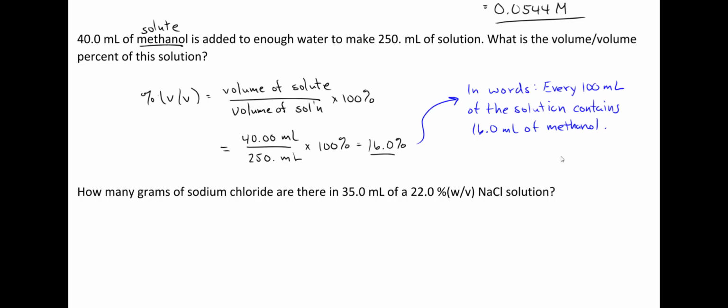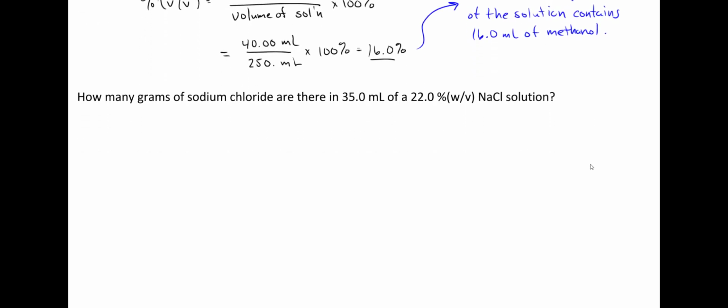Let's go ahead and take a look at the next question, which involves weight volume percents instead. In this case, you are given the weight volume percent. Let's also translate this to words. So in words, this is telling me that every 100 milliliters of this solution contains 22.0 grams of our solute, which is sodium chloride.